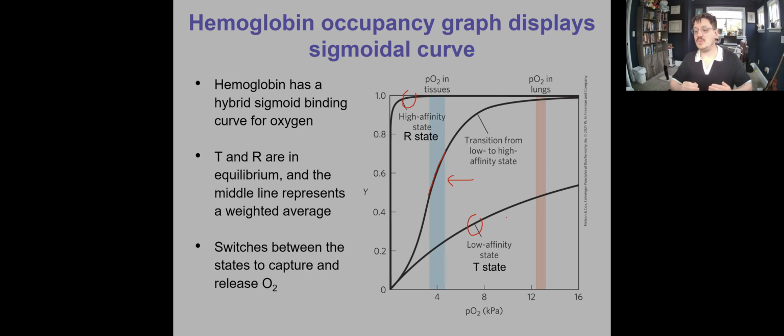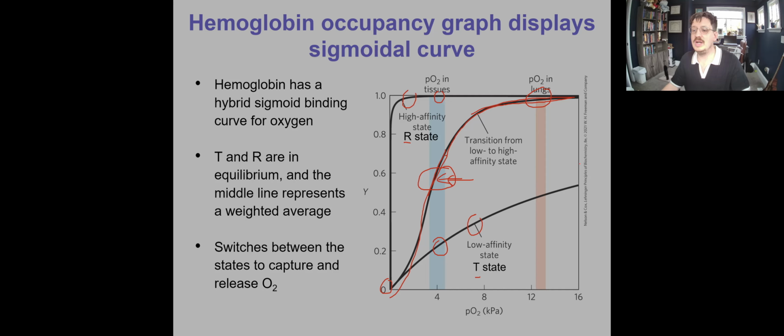And like I say, it's in equilibrium between T and R, and this middle line here is actually reflecting a weighted average of the amount of the hemoglobin, where you're measuring, which is in the T state versus the R state. Because when it's in the R state, it's going to be like this. When it's in the T state, it's going to be like this. And so what we're saying is that at this point right here, it's like 60% in the R state and about 40% in the T state. And so the weighted average is that it's at this point right here. So it's either going to be in the R state or the T state, but the proportion between them controls the position of this line, which is why I call it kind of like a weighted average.